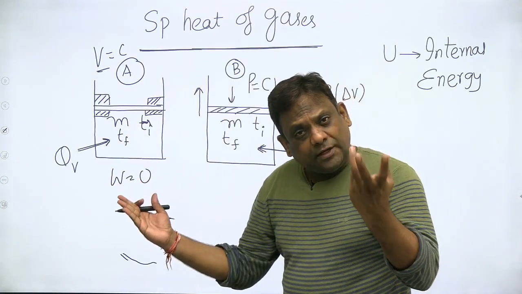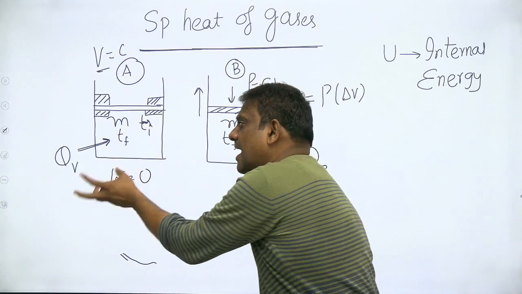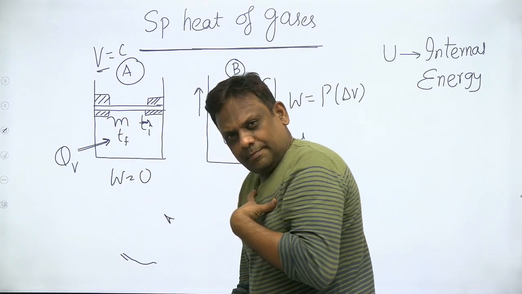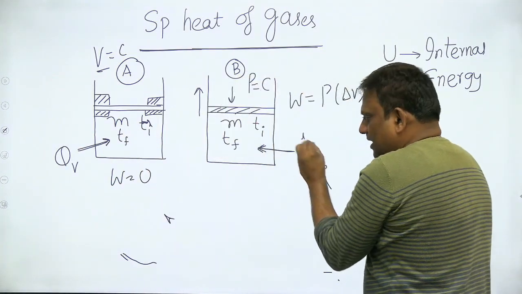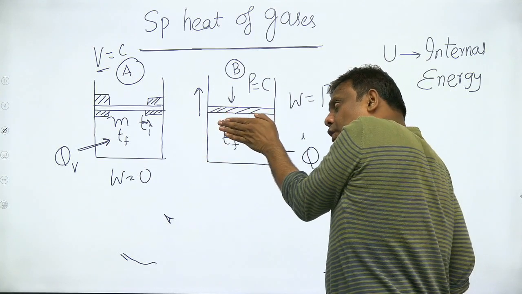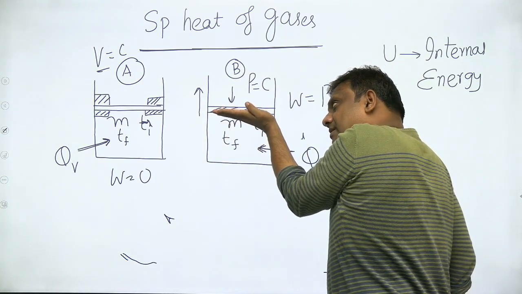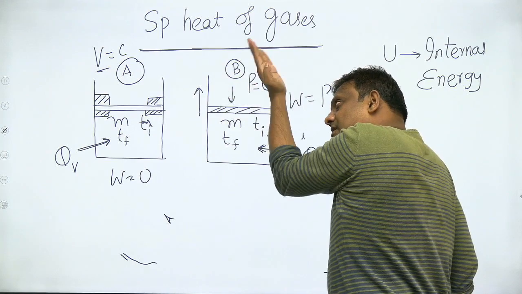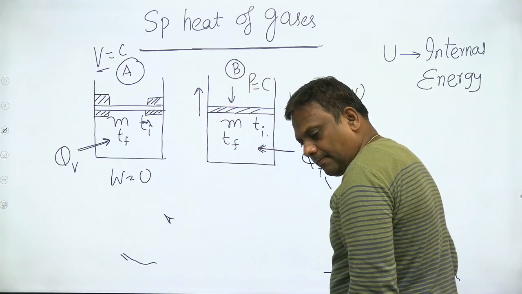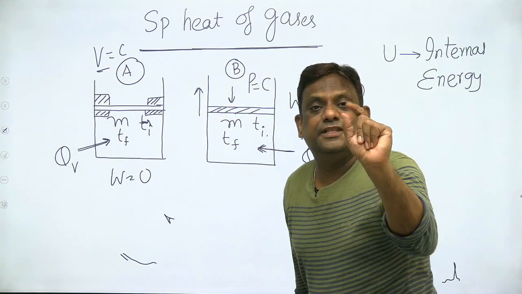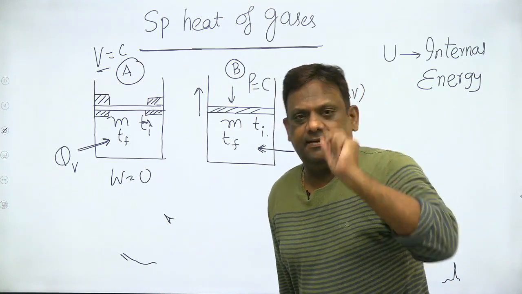Zero. Means whatever you are supplying is entirely kept with it, that is stored. And whatever you are giving here, part is stored in the system as internal energy, and the rest or remaining is used in raising this weight and doing work. So there is a difference between these two, even though the working fluid is same.